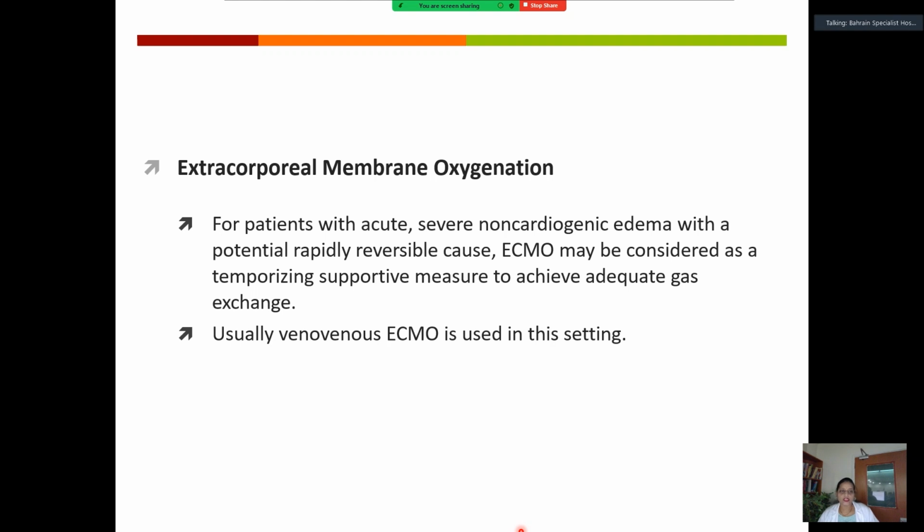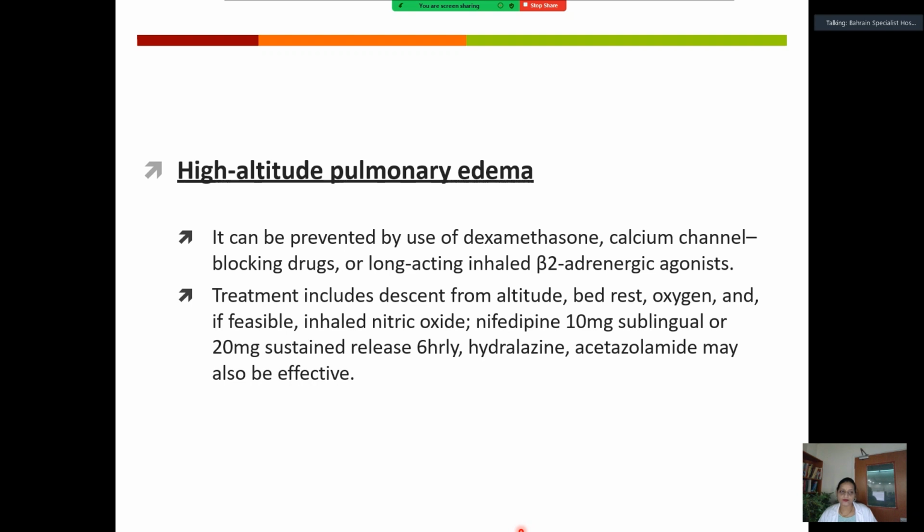Coming to ECMO, extracorporeal membrane oxygenation. For patients with acute severe non-cardiogenic edema with a potential rapidly reversible cause, ECMO may be considered as a temporizing supportive measure to achieve adequate gas exchange. Usually, veno-venous ECMO is used in this setting.